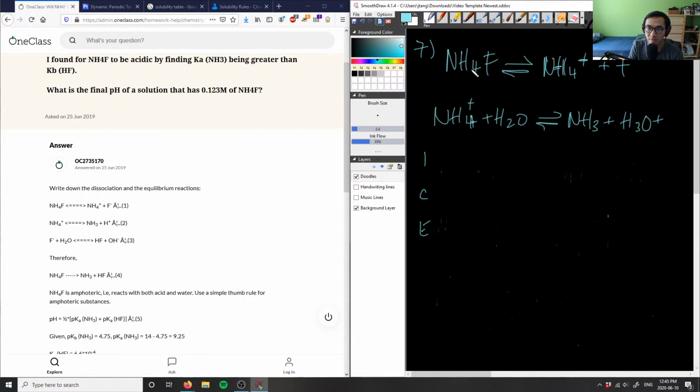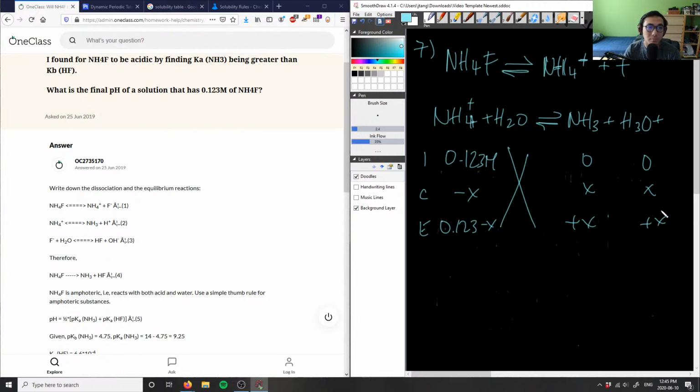So I'm starting with, again, 0.123 molarity of ammonium fluoride, so I'm going to start with 0.123 molarity of our ammonium here as well. Water, I don't care about my water in my equilibrium reaction. I start with 0 and 0 here. So I have minus x, so I have 0.123 minus x. I gain some concentration here, which is great.